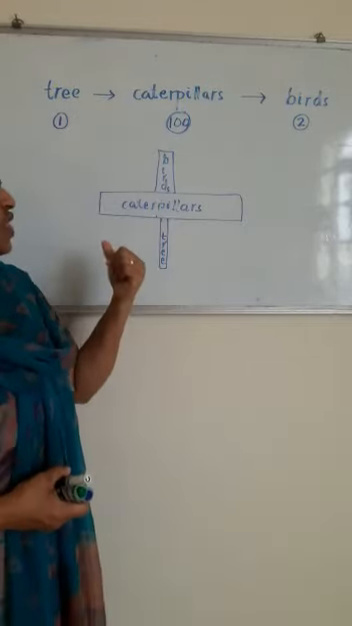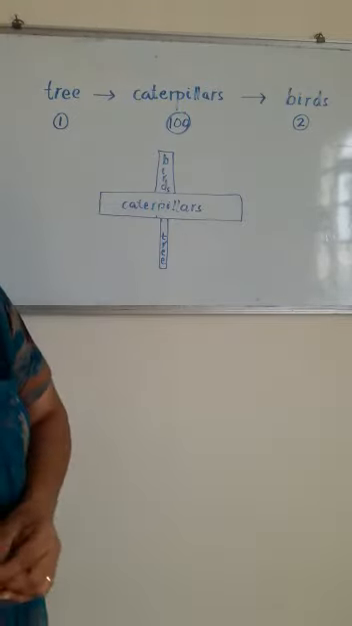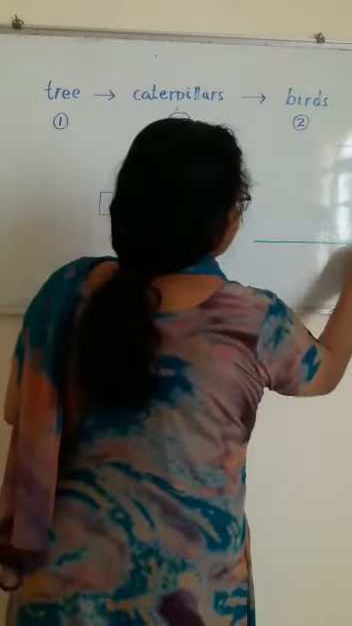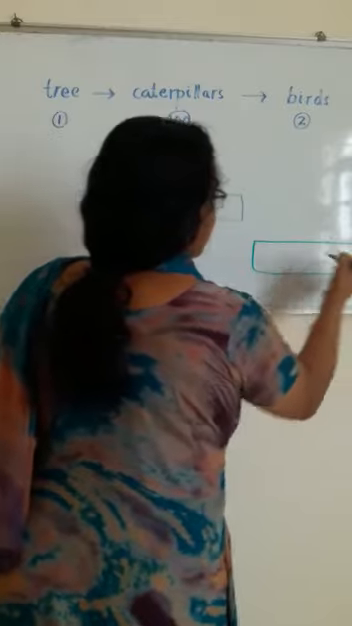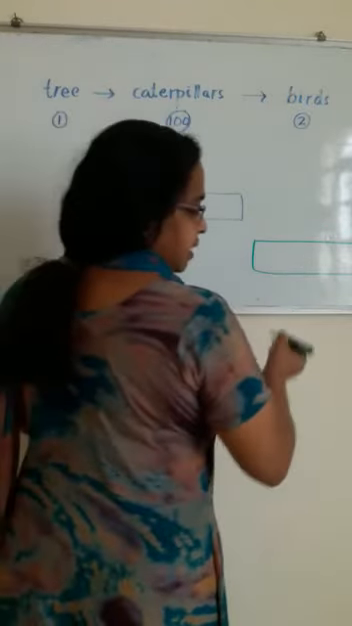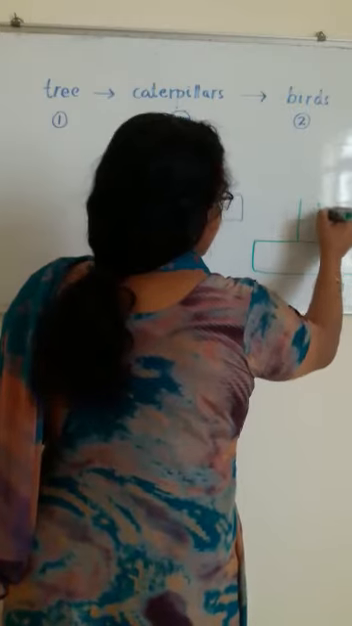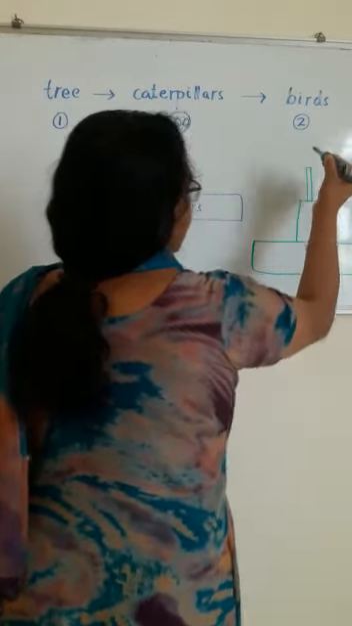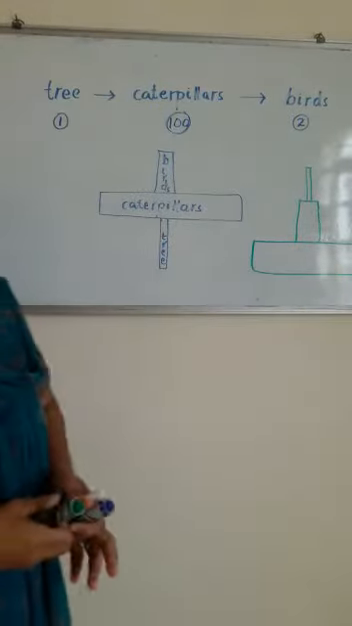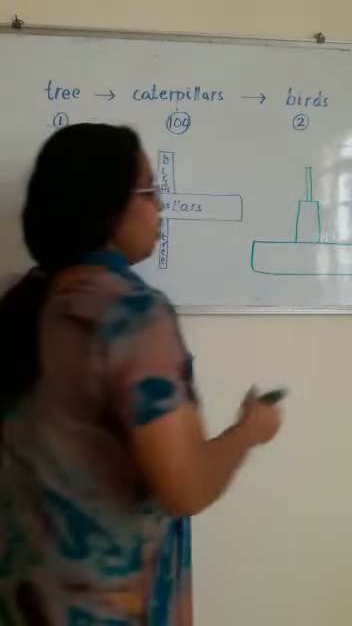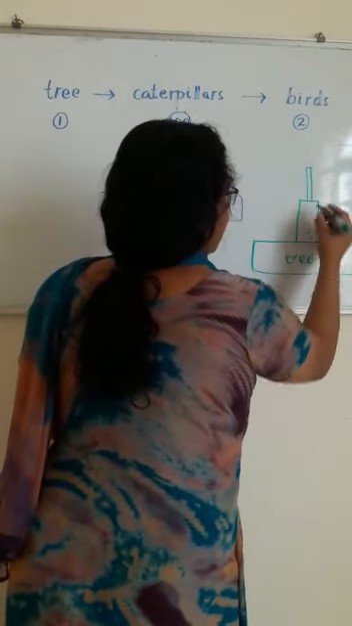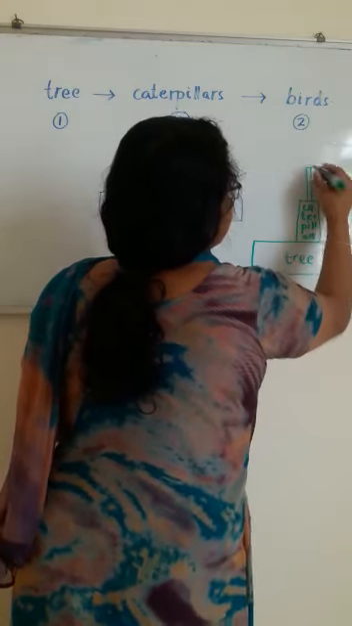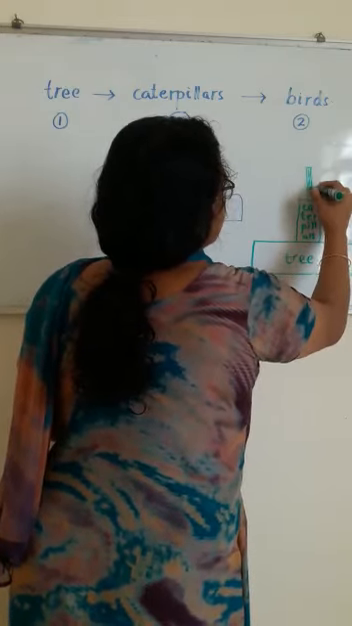So if you check this one, which will have the highest mass? The tree will have the highest mass, so it will be represented by the biggest rectangular block. And caterpillars, the mass is less than this, and the bird's mass is less than this. So this is pyramid of biomass. Tree, caterpillars, and this is birds.